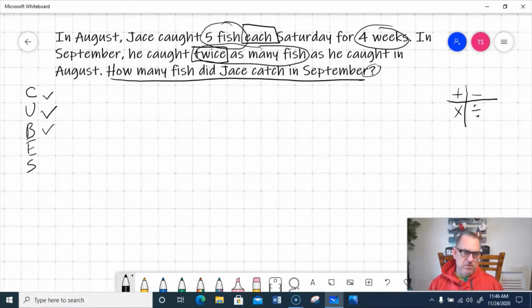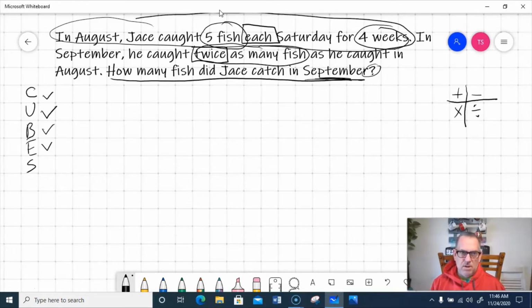So the next thing I'm going to do is start evaluating. I'm going to use my little addition, subtraction, multiplication, division cross right there to help me decide on what operation I'm going to use. I'm going to focus right here on this first part. What I'm trying to find out is how many fish he caught in September, but I think in order to figure that out, the first thing is I need to figure out how many fish he caught in August. So I'm going to look at this part of my question right here.